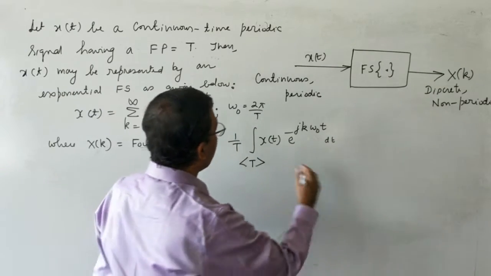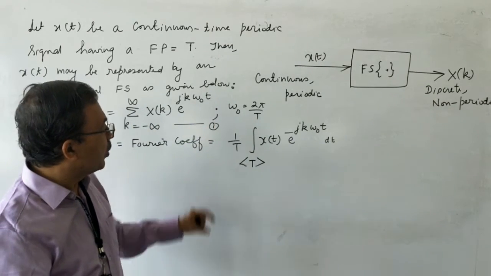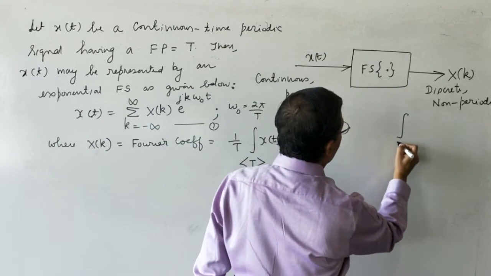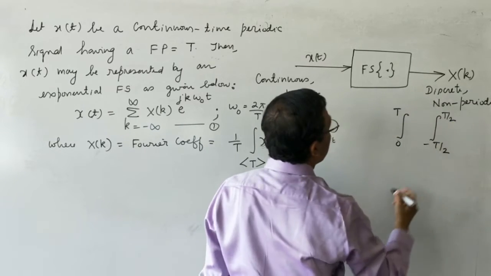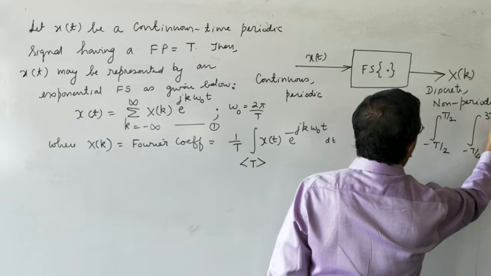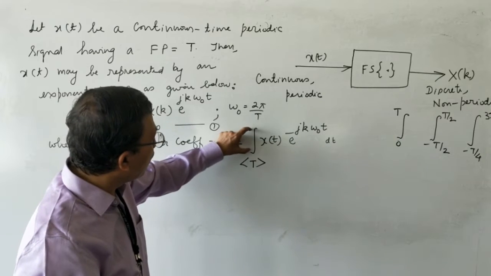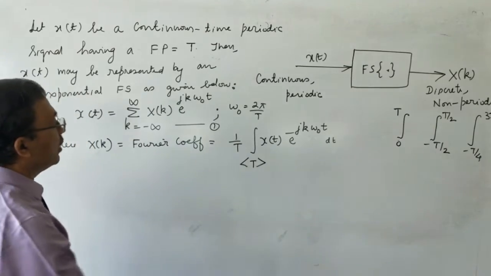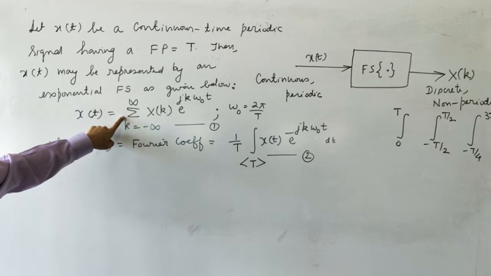See what this symbol T means. The limits of integration is left to the discretion of the person who is involved in the solution of x of k. For example, it could be 0 to T. It could be from minus T by 2 to plus T by 2. Integration could be from minus T by 4 to plus 3T by 4. Upper limit minus lower limit should be T. Equation 2 is called analysis equation. Equation 1 is called synthesis equation.